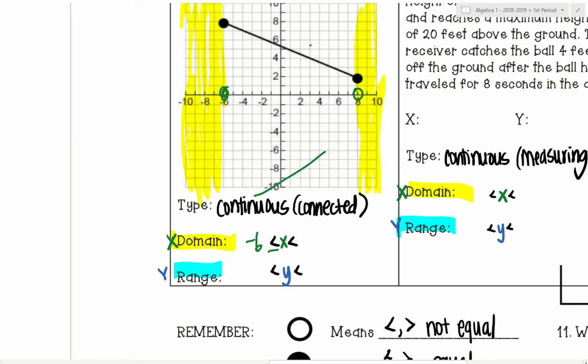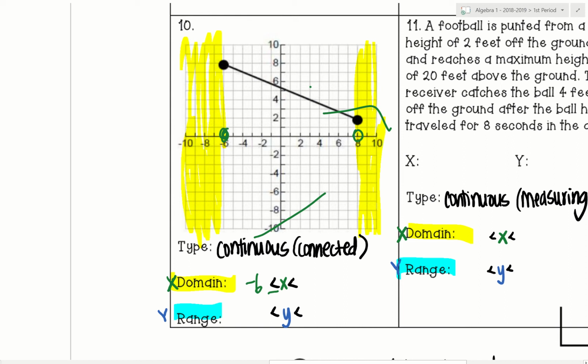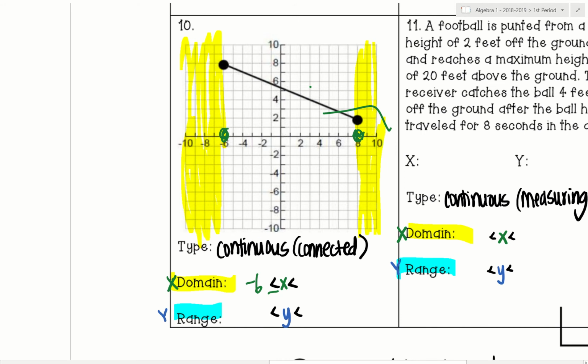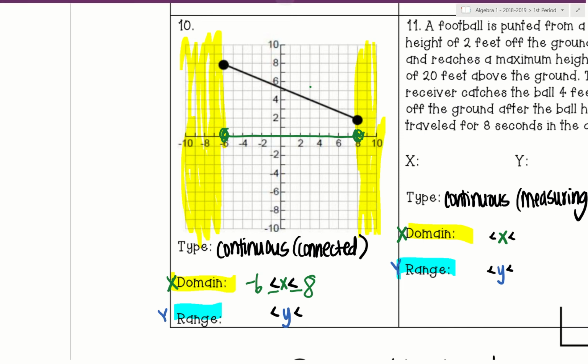Goodness gracious. Sorry, guys. It won't let me color in that circle. There we go. Colored it in. And then, boom. Okay, so you told me 8 here. Close up my circle. And what that tells me is my x can be any number from what to what? -6 to +8. Okay, now let's go ahead and skip 11. We're going to come back to 11 because it's a little different. It's a word problem. We can save that for the end. Let's go do our ranges.